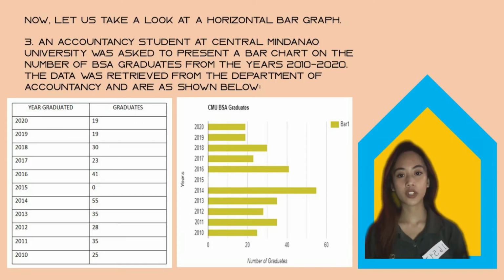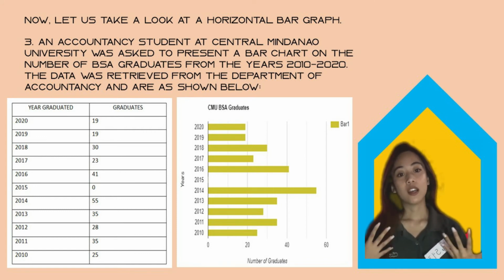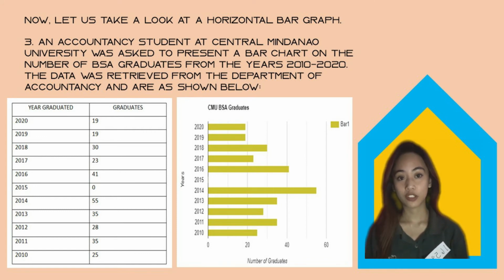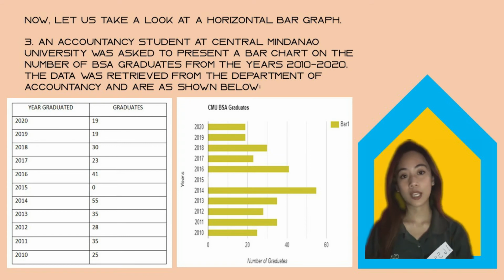For horizontal bar chart, actually the same steps are applied. However, the labels in the Y and X axis of a vertical bar chart are interchanged. So we have an example problem here.